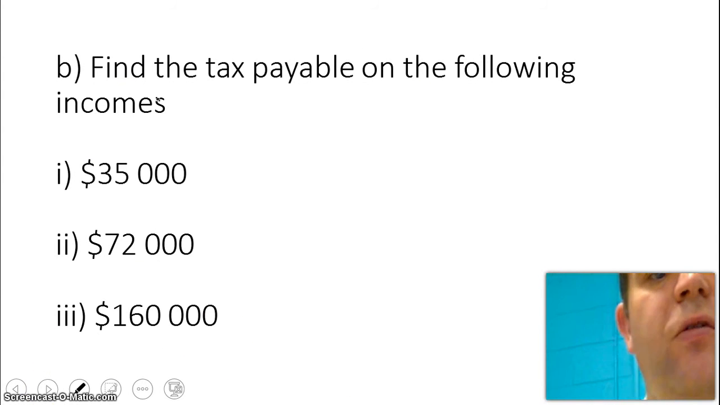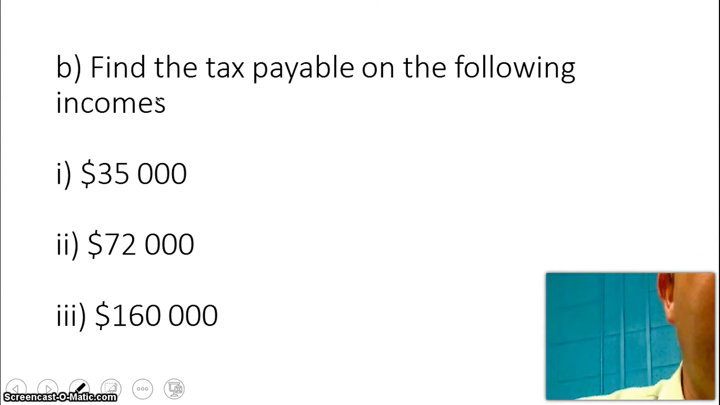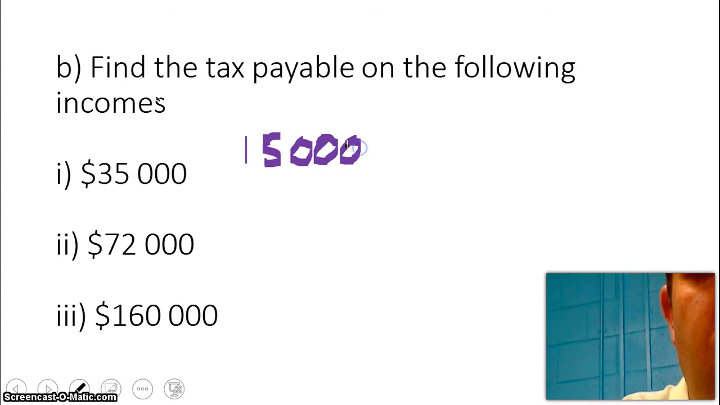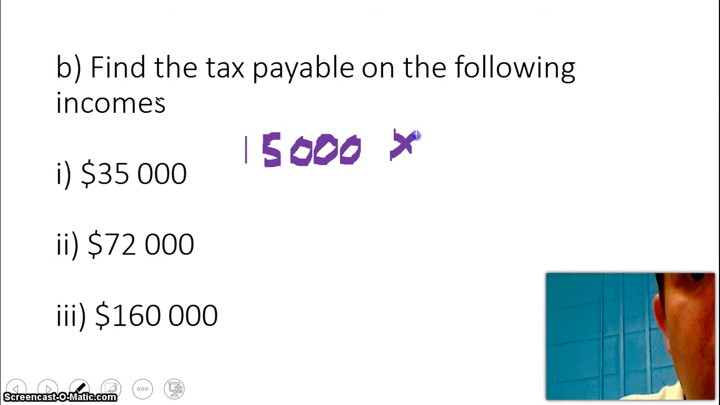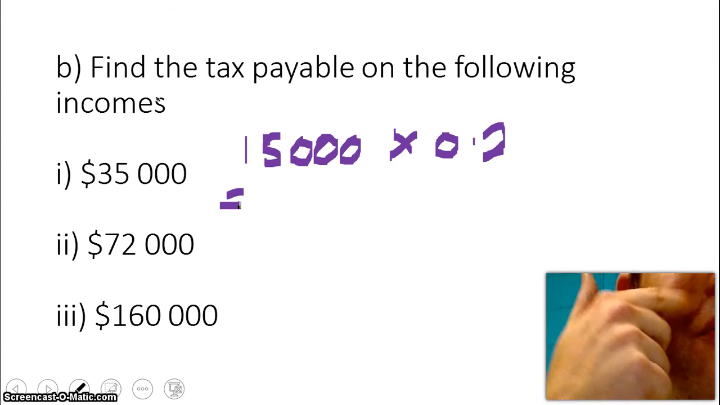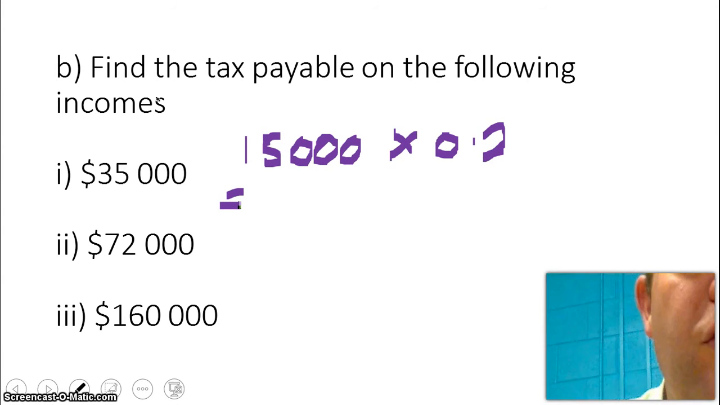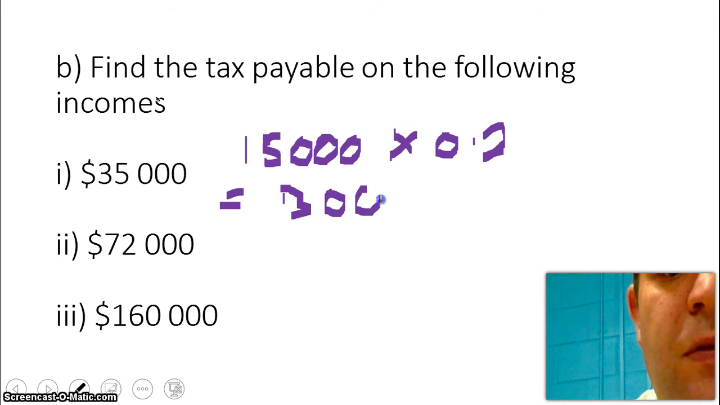Find the income tax payable on these amounts. Well, for the first one, we've got $15,000 above the $20,000 mark, and in that tax bracket, we're actually paying 20%, which is 0.2 as a decimal. Type it in the calculator, you'll find that you should get $3,000.